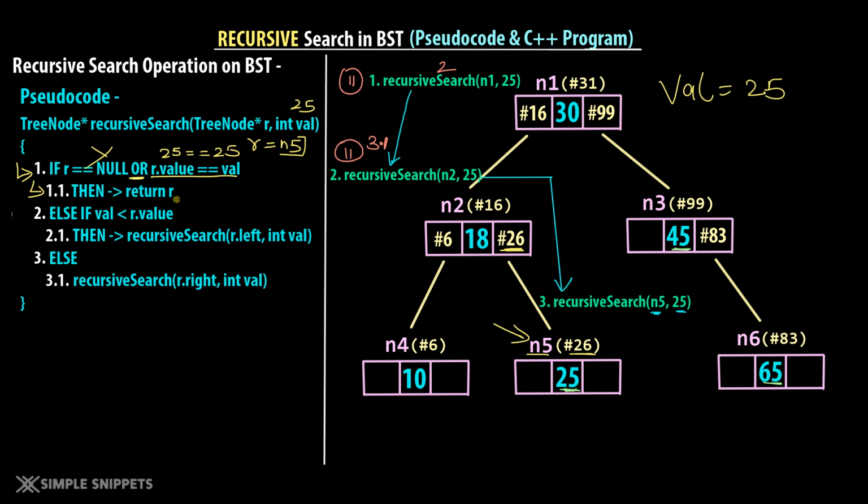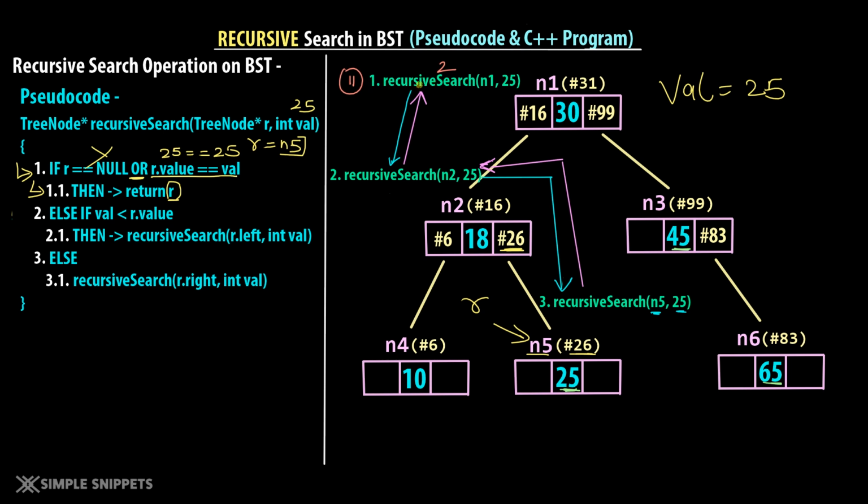We say then return r. So we simply return r. R is nothing but n5, that is the pointer pointing to n5. So now that will be returned to the calling function. So this r is returned from this recursive search function back to the calling function. Who called the third recursive search? It was the second recursive search. So now this will come back over here. The second recursive search will resume its operation from step number 3.1, and there is nothing more to execute after 3.1. So even this recursive search will return back to the first recursive search.